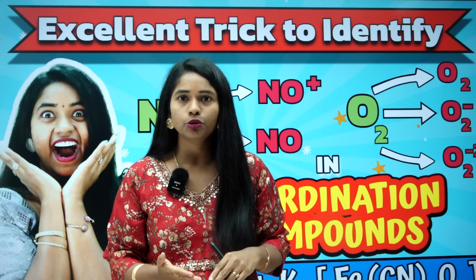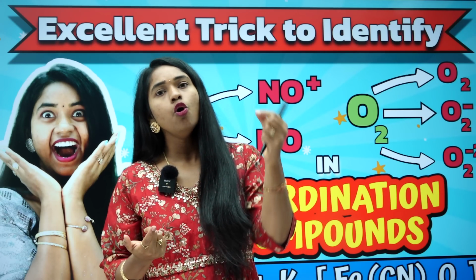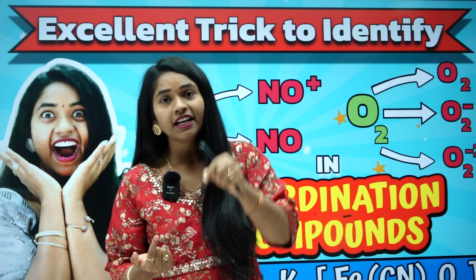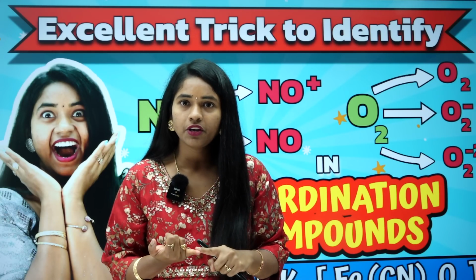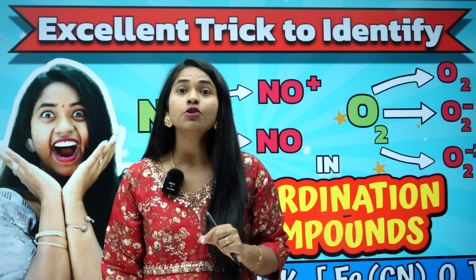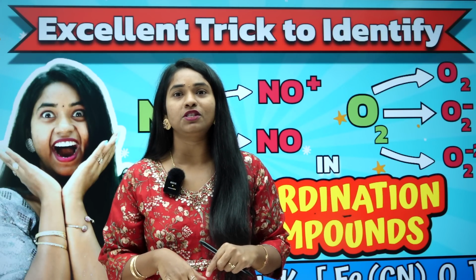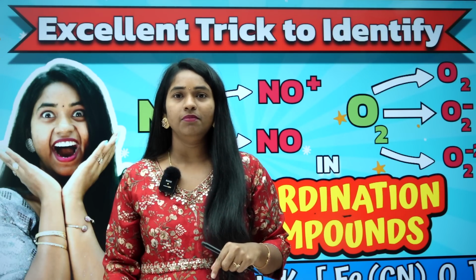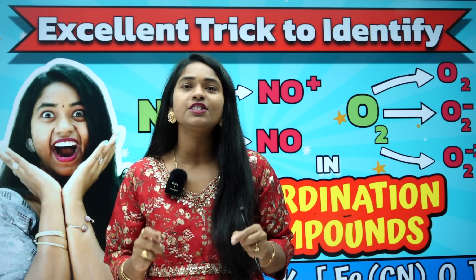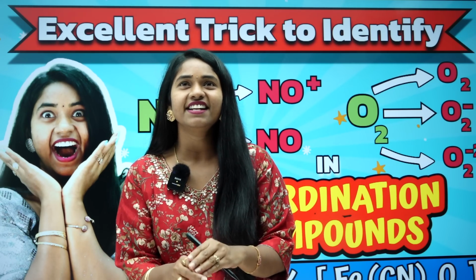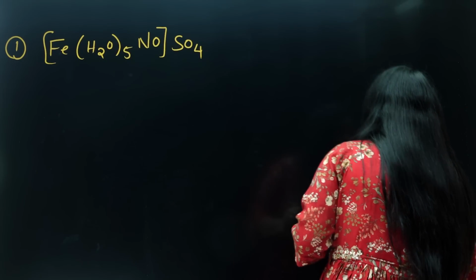And in case of O2, if O2 exists as O2, O2 minus 1, O2 minus 2, which oxidation state do you have to substitute? Minus 1, or minus 2, or neutral oxidation state? That is also a problem. So in this video I am going to teach you a super technique so that you will easily solve the questions. Watch this video up to the end.